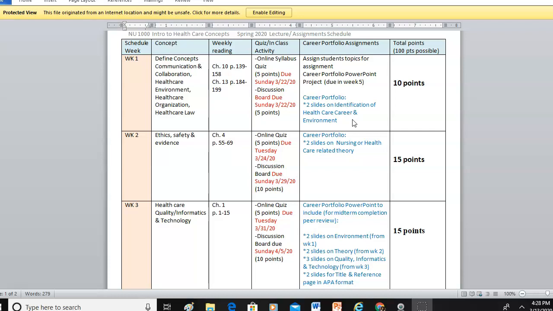So in those 2 slides, you're going to not only identify what the career is and some information about it, but you're also going to talk about the environment and where you would find it. You could also find obstetrical nursing in a freestanding birthing center. So it doesn't necessarily limit you to one environment. There are lots of different types of nursing careers that can practice in multiple environments.